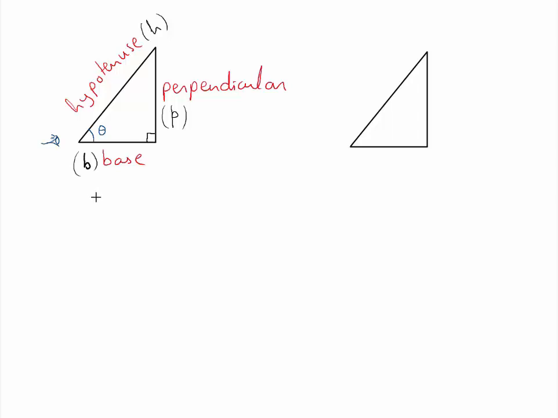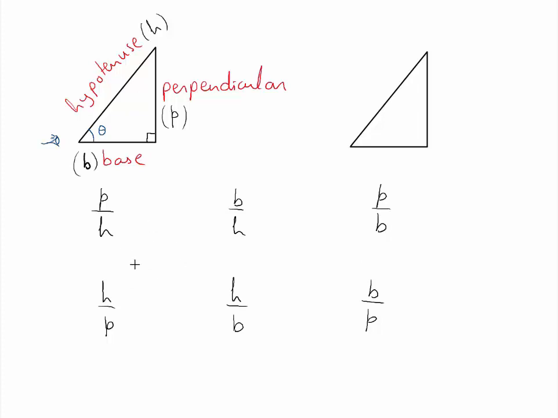So first ratio is P by H. Second ratio is B by H. Third ratio is P by B. We have three more ratios, H by P, H by B and B by P. So these are all the possible ratios which can be there for this right angle triangle.